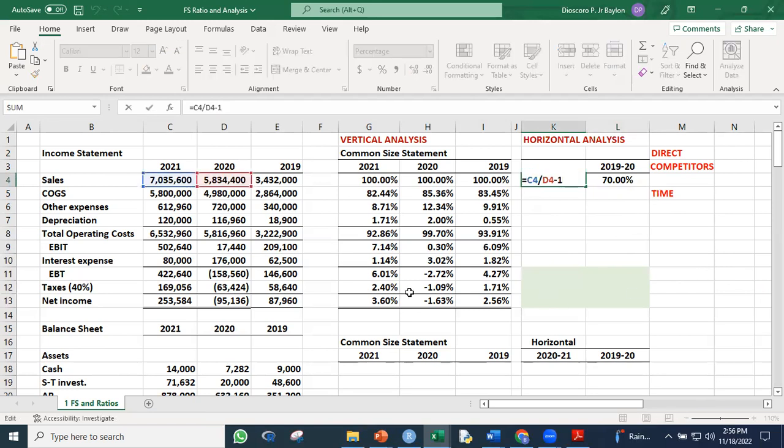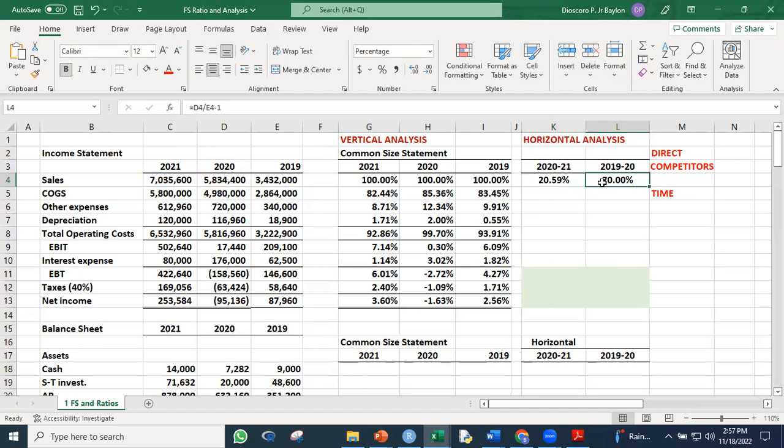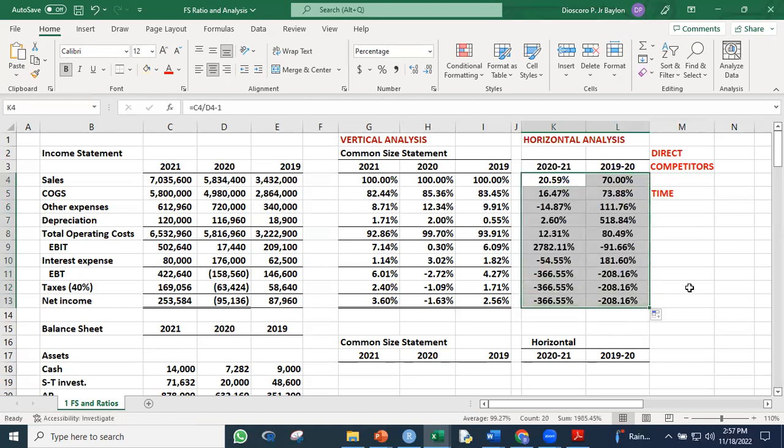Okay, let's check the formula here. So it's the current, C4. Between 2021 and 2020, it's 2021 that is the current value. 2020 is the previous value. So the current value, which is 2021, divided by the previous value, which is 2020, and then minus 1. So same formula as this one. Okay, so that's how easy it is to compute the growth rate. That's a simple growth rate, and then we copy it down.